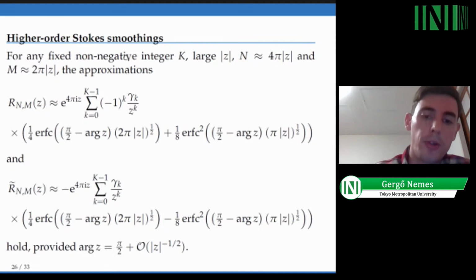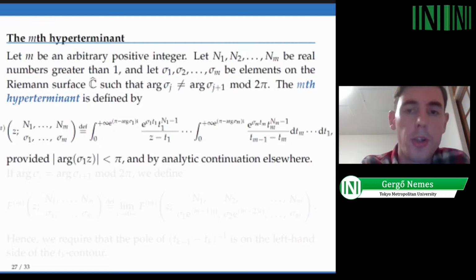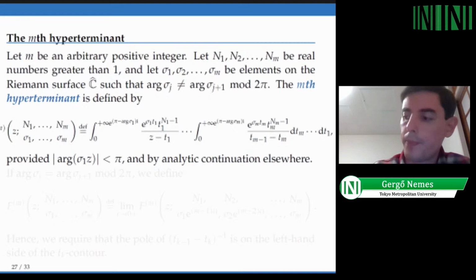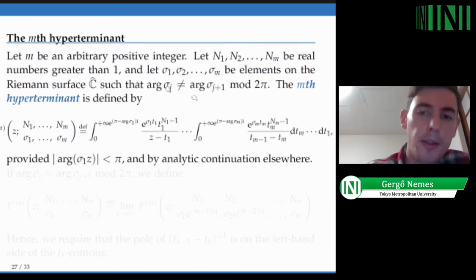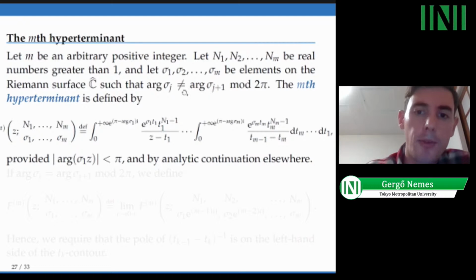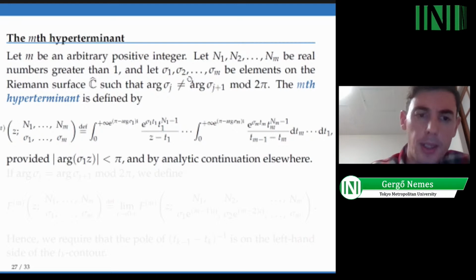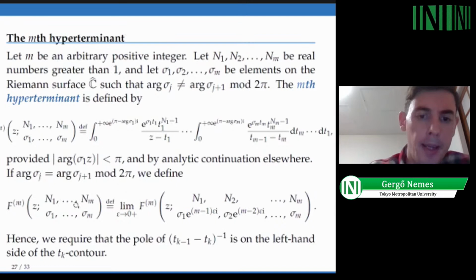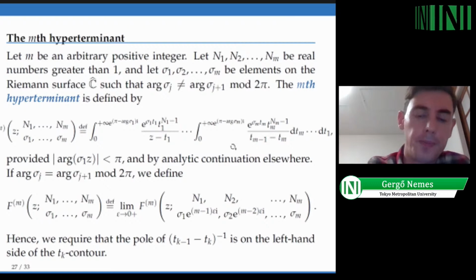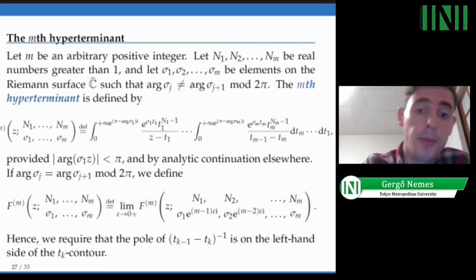And then this procedure can be continued. So in general, we go to the nth level of the hyperasymptotic expansion. And for that, we need the mth hyperterminant, using the natural generalization, so an m-fold integral. Again, we have a constraint on neighboring singulants. Again, we will need the critical case when all the singulants are the same, and I define it as a limiting case. Again, the pole should be on the left-hand side of the corresponding contour. And then we need an asymptotic approximation for these functions in a specific case, at least.